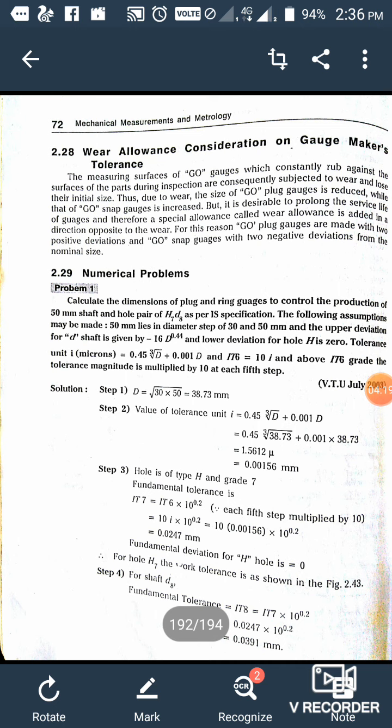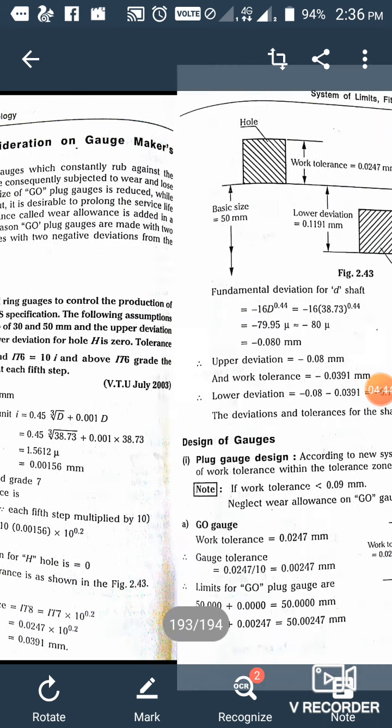Okay, just see the next step. It is for the shaft of d8. For this, the fundamental tolerance or work tolerance IT8 is equal to IT7 into 10 to the power 0.2. The answer is 0.0391 mm. Okay, go to the next page.